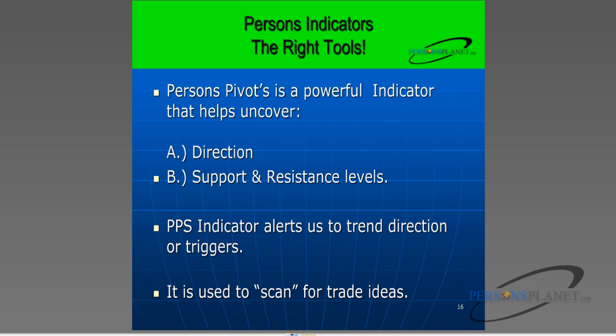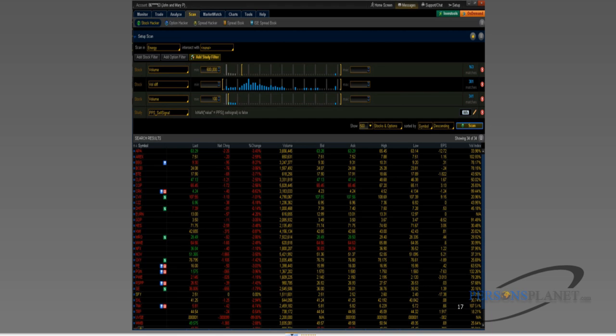But either way, the technicals with the pivots gave us a bearish direction for this month. It gave us the support and resistance levels. And when we combine that with my PPS buy and sell indicator, it can really help us, and it's best used for scanning for trade ideas.